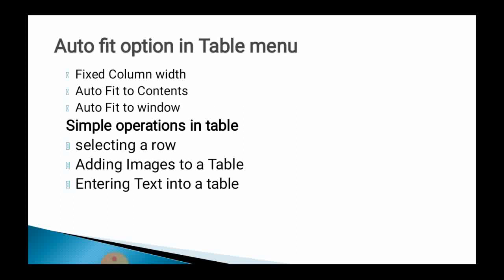Next thing is simple operations in the table. First thing is selecting a row. When you want to select a row, you have to select your first row of your table, and then choose the table menu and select row from the menu. Once you give that option, your entire row will be selected. Next thing is adding images to a table. Once you want to add an image to your table, you have to place the cursor where you want your image to be loaded. Next, click the clip art to select any image from there. Then you add the clip art, that is the picture to be inserted there.